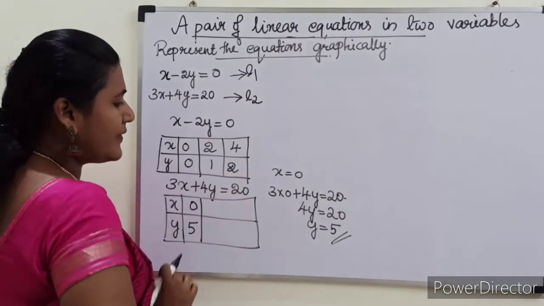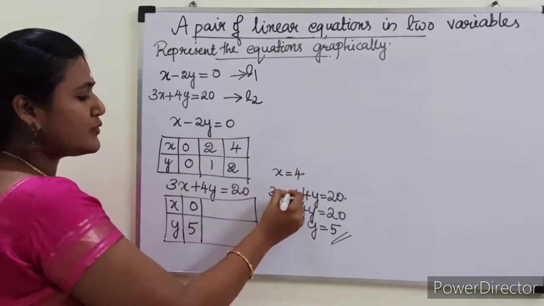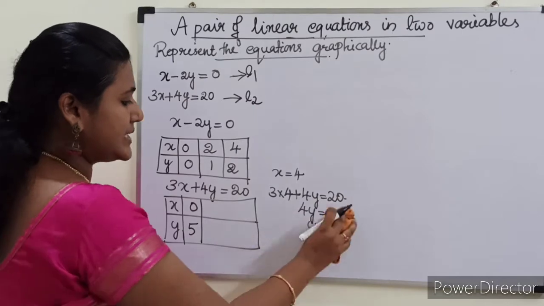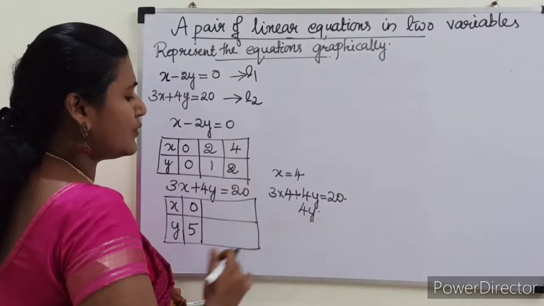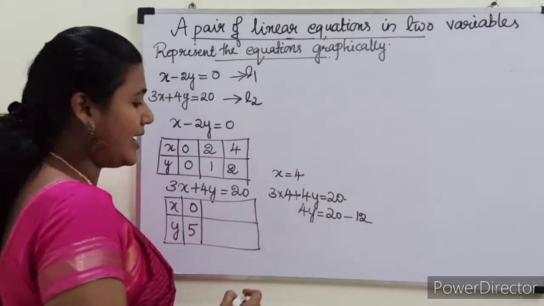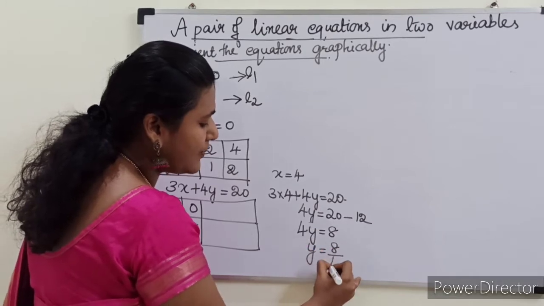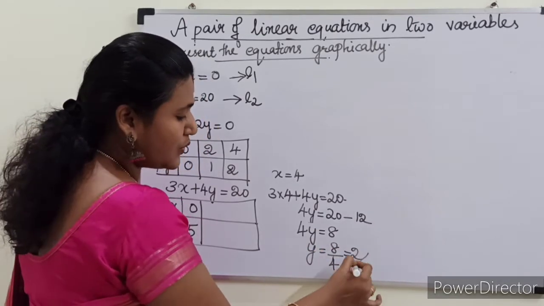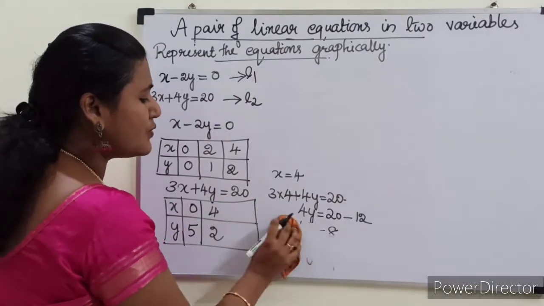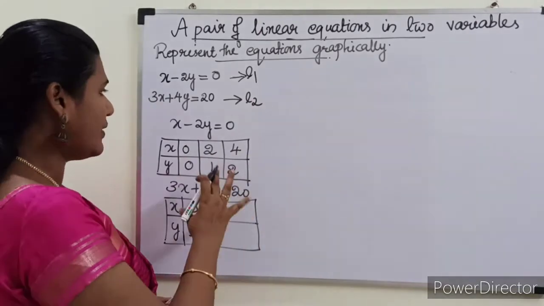Now the next value we will find out. So x is equal to 4 we will substitute here. When you substitute x is equal to 4, 3 into 4 plus 4y is equal to 20. So 4y is equal to 20 minus 12, that is 4y is equal to 8. So y is equal to 8 by 4 is equal to 2. So the solution we got here is (4, 2). So we got here two solutions. Now we are going to draw the graph of these two equations.